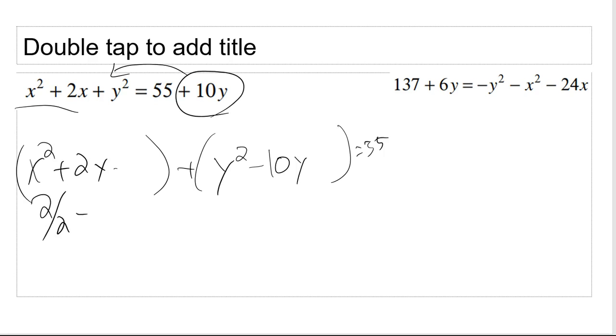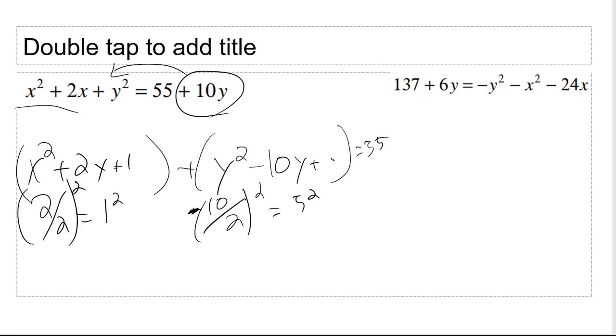2 divided by 2 equals 1, squared equals 1 squared, so that's plus 1. This is negative 10. Well, actually, remember guys, it doesn't matter if it's negative or not. It's not going to change the answer of this guy. 5 squared equals plus 25. Remember, you can't forget that if I add 1 over here, I must add 1 there. I must add 25.